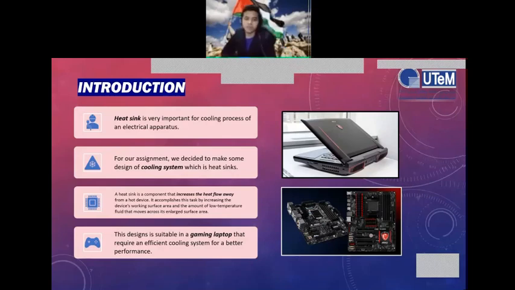Assalamualaikum. My name is Muhammad Syahid Amil bin Syahidan, and I will present the introduction first. Heatsink is very important for the cooling process of an electrical apparatus. For our assignment, we decided to make a design of a cooling system, which is a heatsink. What is a heatsink? A heatsink is a component that increases the heat flow away from a hot device. It accomplishes this task by increasing the device's working surface area and the amount of low temperature fluid that moves across its enlarged surface area.